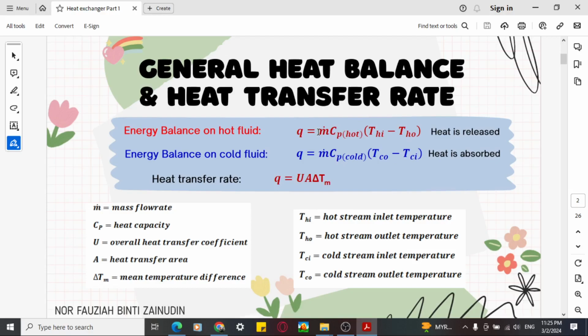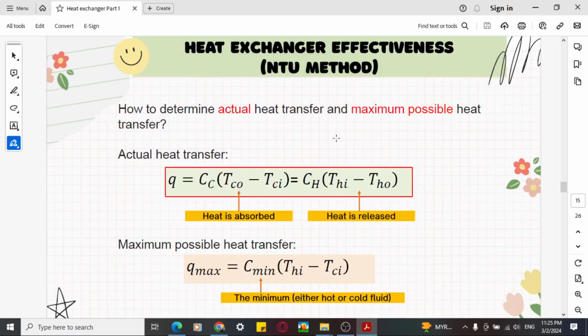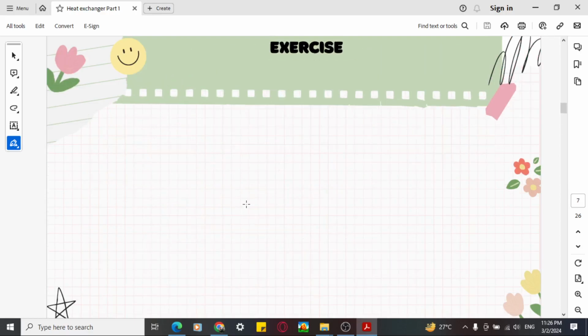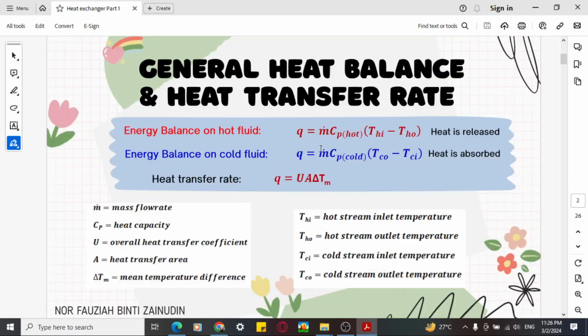Why? Because the mass flow rate times your specific heat actually becomes Cc or Ch. Ch is the mass flow rate times the specific heat of your hot fluid. Cc is the mass flow rate times the specific heat of the cold fluid. But how do you know Cc is that and Ch is that? Because they already give you. The mass flow rate times the specific heat of the hot fluid becomes Ch. This one you no need to remember. I don't recommend memorizing this, because the only thing you need to memorize is this formula, enough.